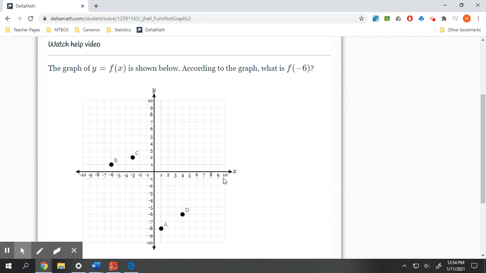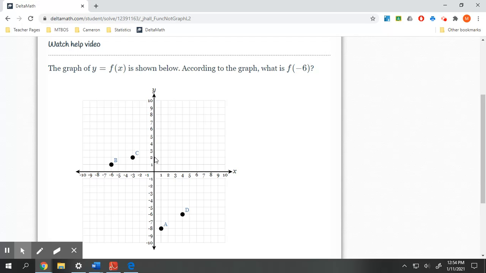Hello, today we are going to be going over inputs and outputs on a graph and kind of going over our function notation. So here's what we have. We have the graph of y equals f of x as shown below. According to the graph, what is f of -6? Now, -6 is my input. So what it is asking for is my output.